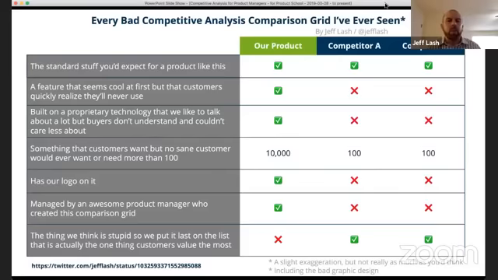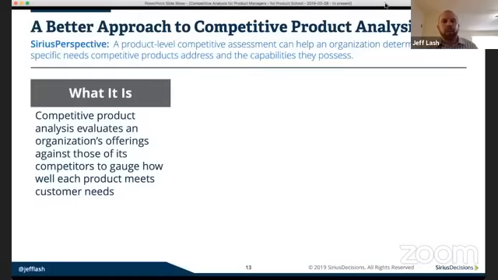So this is really the whole basis behind what I'm going to share with you. It's not just about the numbers and it's not just about the features. We really need to understand what our customers need, and then look at competition through that lens. So we're still doing competitive analysis, but it's through the lens of understanding our customers, understanding our buyers and users and what they need. So we call this competitive product analysis.